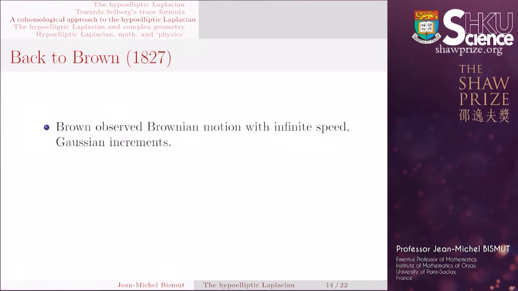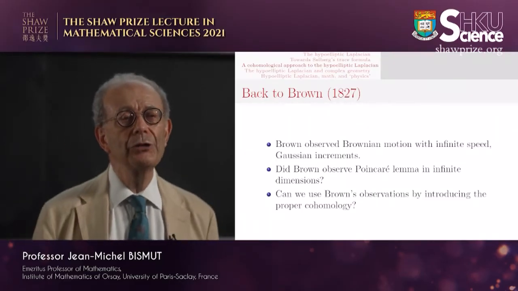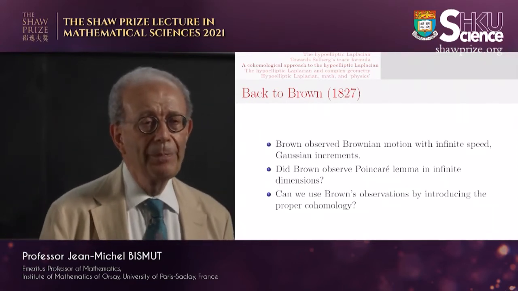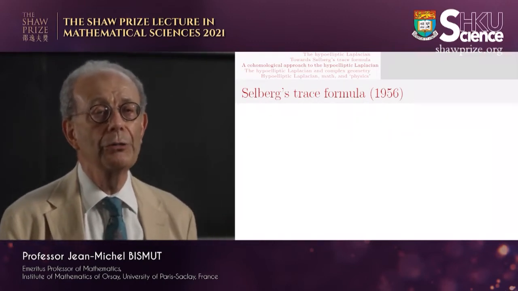So let's go back to Brown for a moment, 1827. Brown had observed Brownian motion, which, as we know, is a path with infinite speed, but however, Gaussian increments. I said more or less that the speeds were independent Gaussians. And the question we're going to ask in a somewhat provocative way is whether Brown was observing the Poincaré lemma in infinite dimensions. Can we use Brown's observations by introducing, in some sense, the proper cohomology? I won't explain what this cohomology theory is, but it's just to give a mathematical justification to what follows.